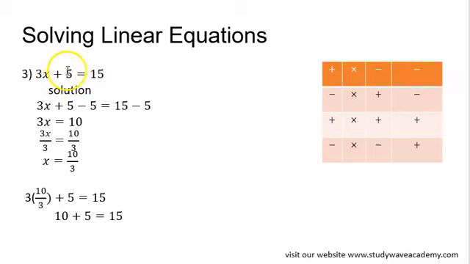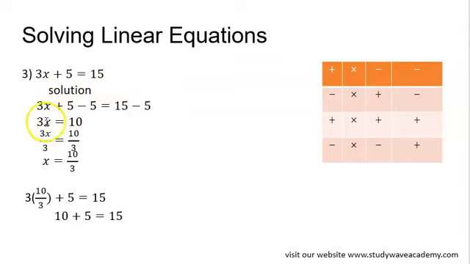Here we have plus 5. So what are we going to do? We are going to do the opposite of plus 5 and do it at both sides, right? So plus 5, the opposite is what? Minus 5. So we write it out. We say 3x plus 5 minus 5 equals 15 minus 5. Whatever we do at this side, we also do it at this side.